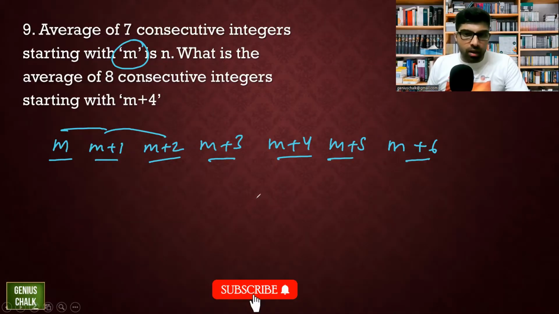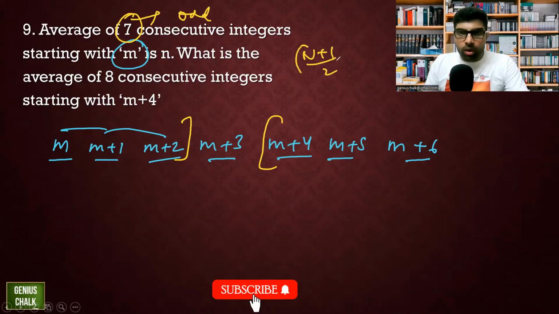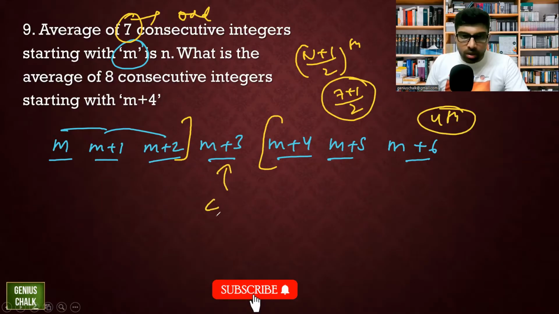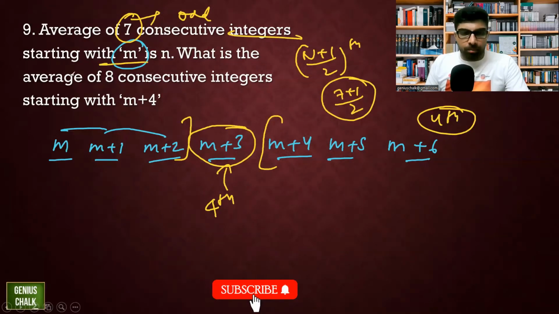Now the average is N. Average means middle. You will not add like this. You know that there are 7 observations. What is the middle? Leave 3 this side, leave 3 this side, first way. Or I have told you, if the total number of things is odd, apply this rule, N plus 1 by 2th observation. So 7 plus 1 by 2, that is 8 by 2, that is the 4th observation has to be the average. That means this observation has to be my average. So guys, M plus 3 is the average of 7 consecutive integers which are starting with M.